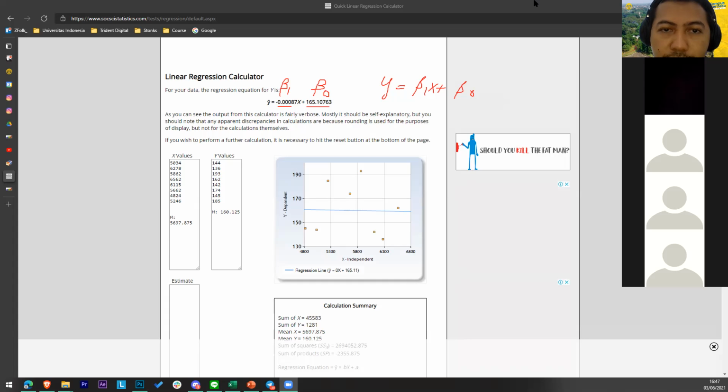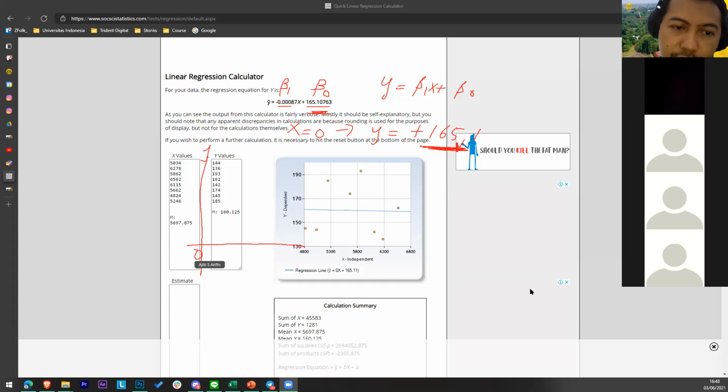And then what is the meaning of this value? This meaning we can see at the point when we have x equal to zero. When x equals zero, the y will be positive 165.1. Extend this point to the x axis, and then you draw here the y axis, and you have a zero here. When x is equal to zero, the starting point here is 165.1. You can see? Everybody can understand? Yes, sir.